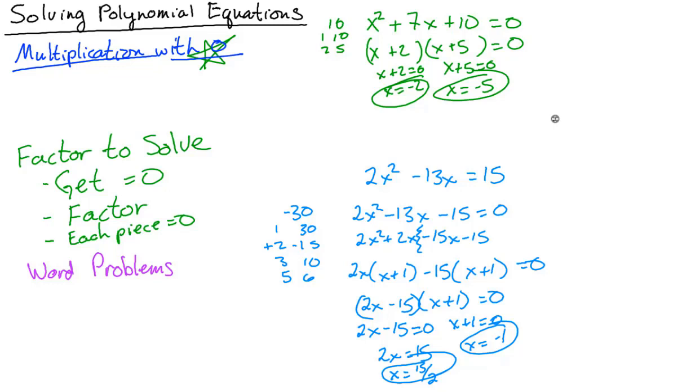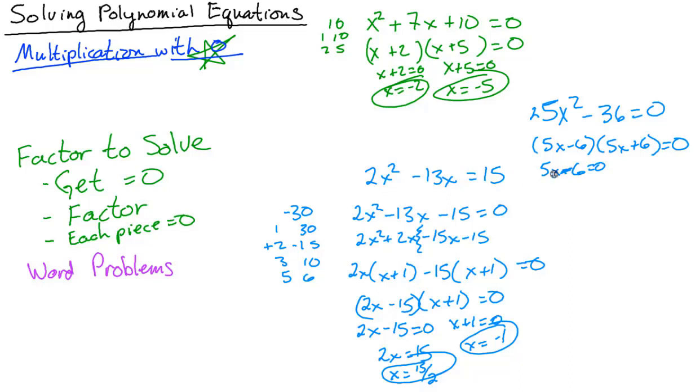One more example so you can see how it works with a difference of squares. If I have 25x squared minus 36 equals 0, this factors as a difference of squares: 5x minus 6 and 5x plus 6 equals 0. So that'll give us 5x minus 6 equals 0.